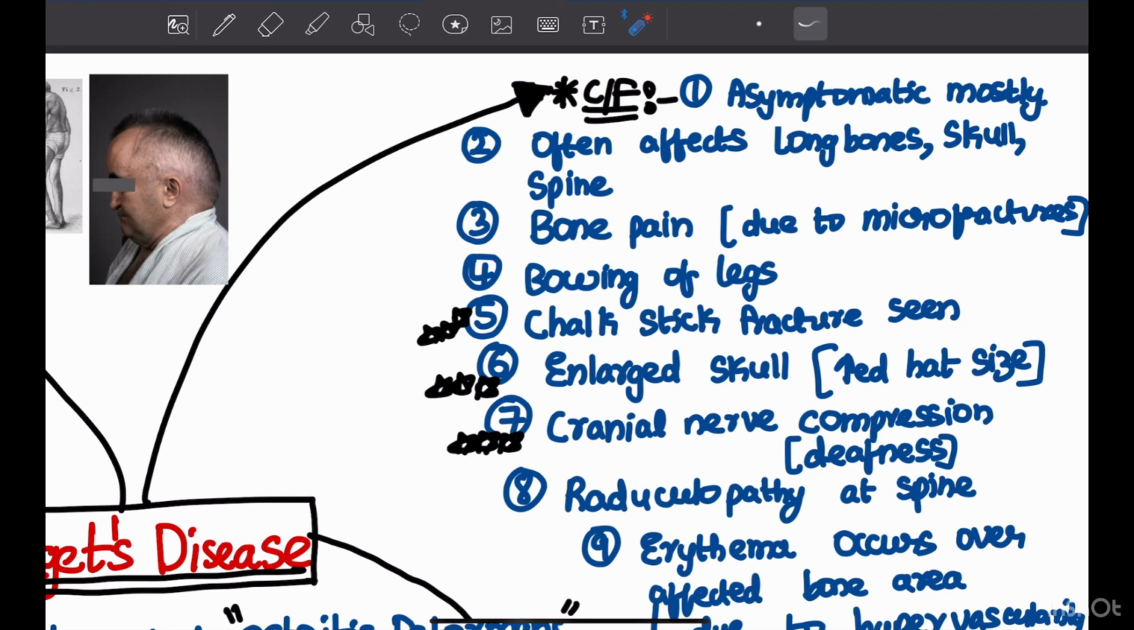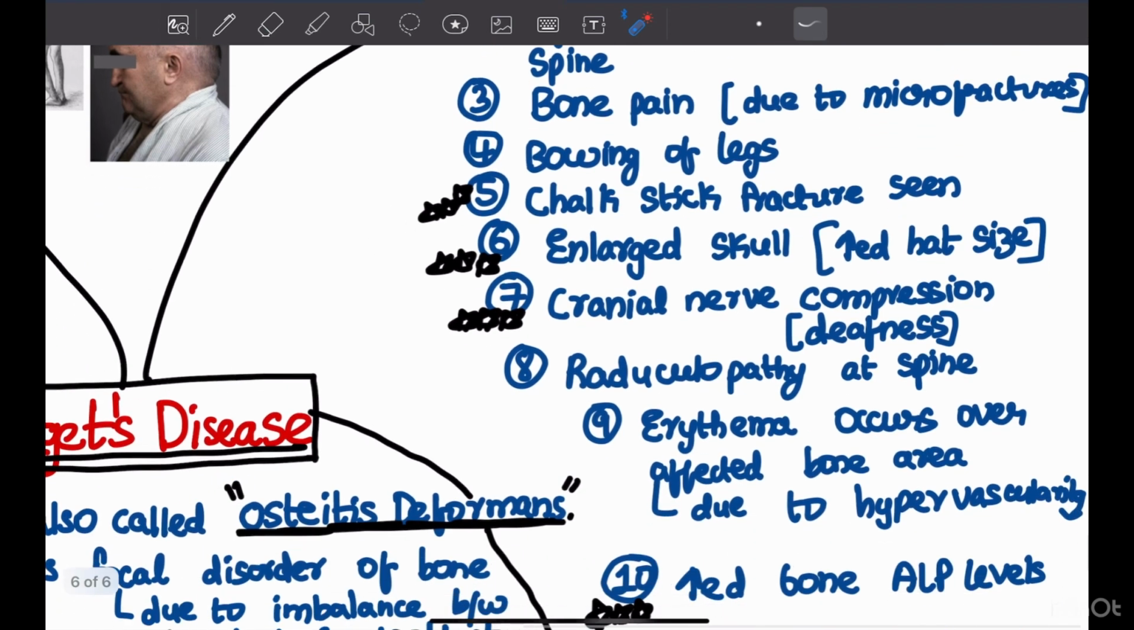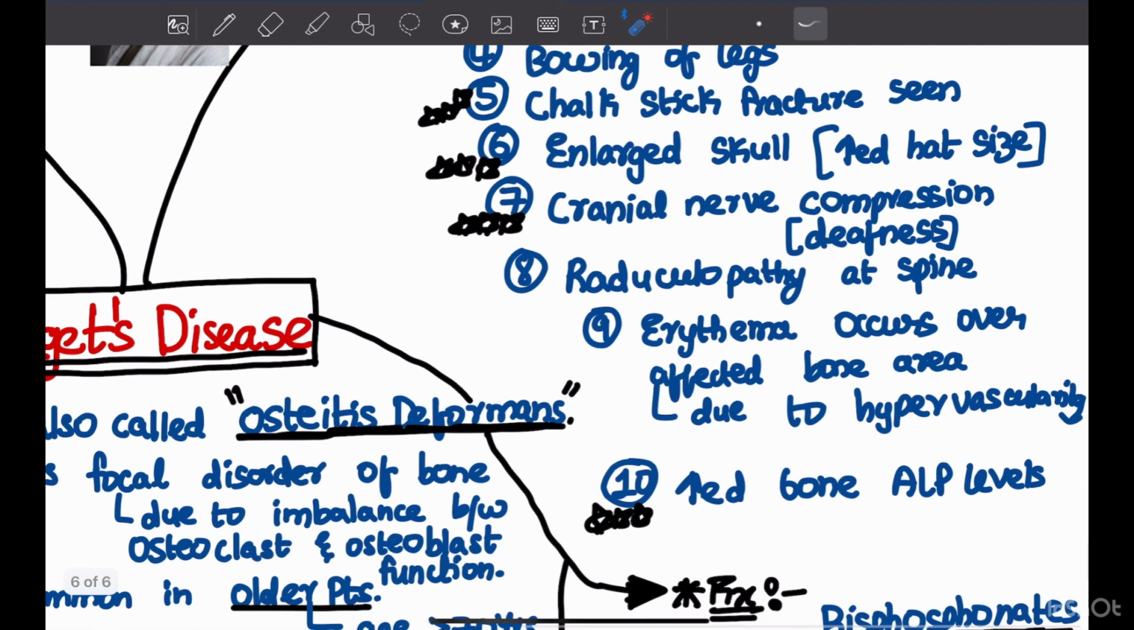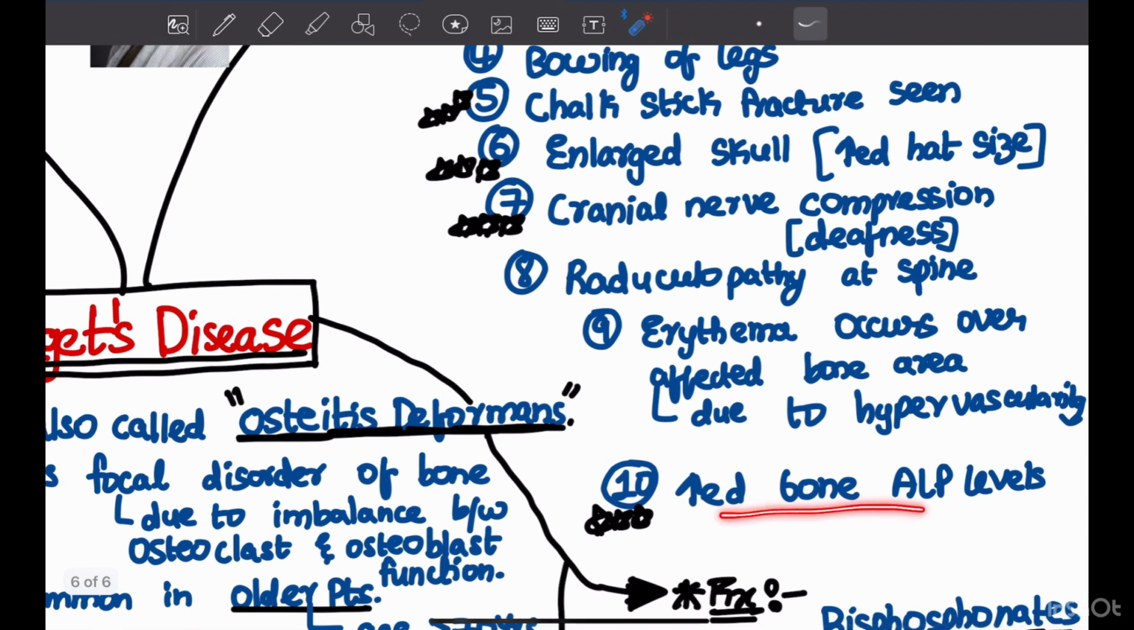Cranial nerve compression is seen, due to which there is deafness. Radiculopathy at the spine is seen. Erythema occurs over the affected bone area due to hypervascularity. There is an increased bone ALP level, alkaline phosphatase level.